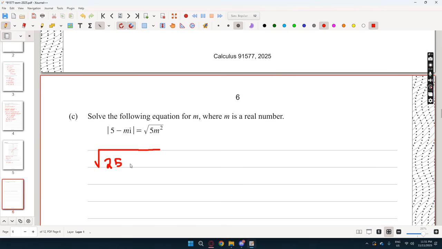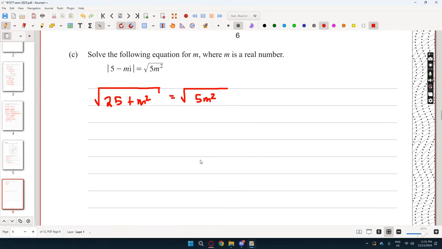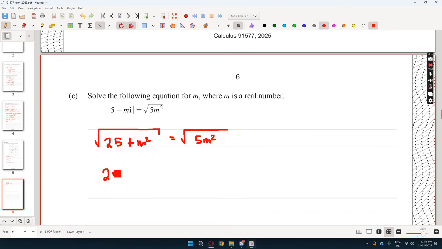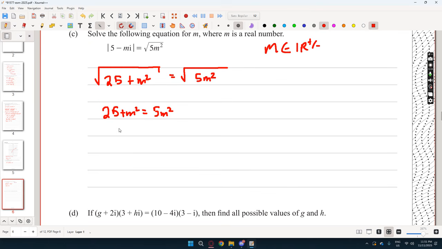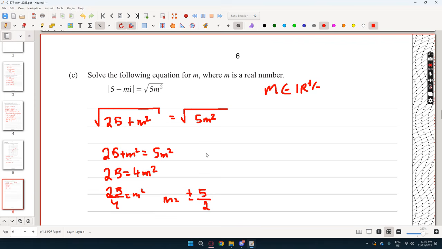So that's 25 plus m squared equals square root of 5m squared. So 25 plus m squared equals 5m squared, provided it's all greater than 0, but of course it is. Has to be, because m squared is always a positive number. M is a real number, m is an element of the reals. So that's 25 equals 4m squared. 25 on 4 equals m squared. So m's quite happy to be plus or minus 5 halves. I buy that.